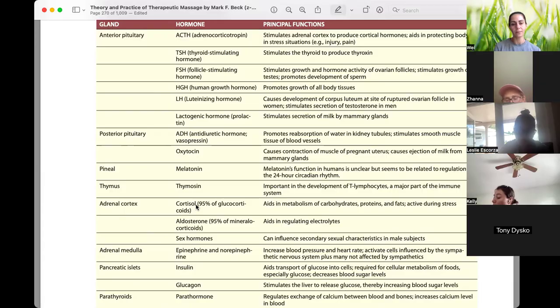The cortisol, which aids in metabolism of carbohydrates, proteins, and fat, and is active during stress, just like we mentioned earlier. So it plays a big part in, when we come to the digestive system, we'll come across this cortisol thing again. But it aids in stressful situations. And aldosterone, it aids in regulating electrolytes in the body.